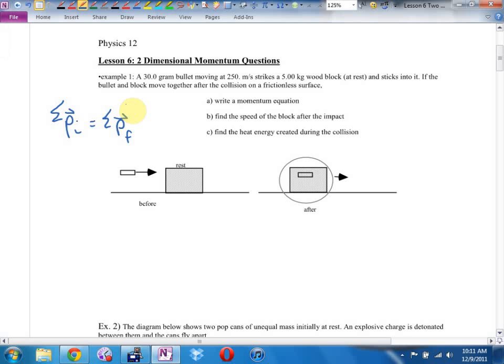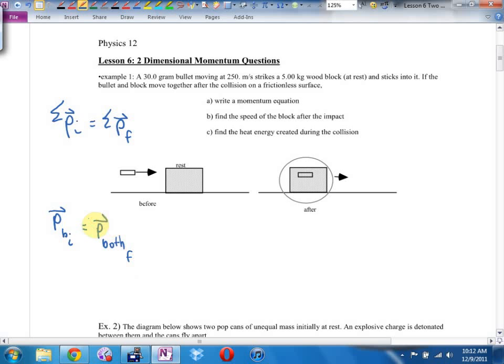We have a bullet and a piece of wood. So I'm going to use B for bullet and W for wood. Or you could use mass one, mass two, whatever. Before the collision, what's moving? The bullet, the wood, or both? Bullet. It's going to be the momentum of the bullet initial. Wham! Collision. Equals is the collision. After the collision, what's moving? The bullet, the wood, or both? Both. Are they stuck together or are they separate? If they're stuck together, I can write them as one momentum. If they weren't, I'd write them as separate. It's going to be the momentum of both final.